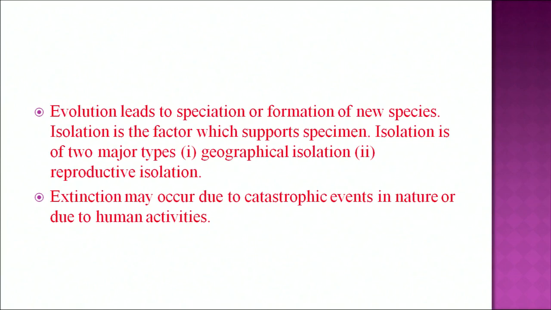Isolation is the factor which supports speciation. Isolation is of two types, that is geographical isolation and reproductive isolation. Extinction may occur due to catastrophic events in nature or due to human activities. So, this is all about the concept of ecology, different levels of ecological organization, habitat and niche, concept of speciation and basic ideas about adaptation, evolution and extinction.